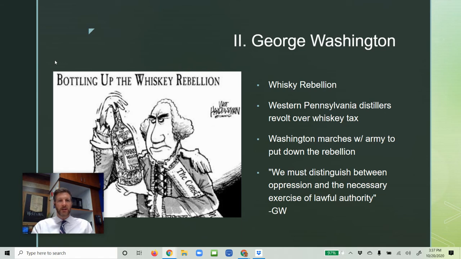And Washington, in putting down the Whiskey Rebellion, tried to toe that line. He's basically coming down on the side of there being such a thing as lawful authority, and the need to punish those in revolt and bring order.